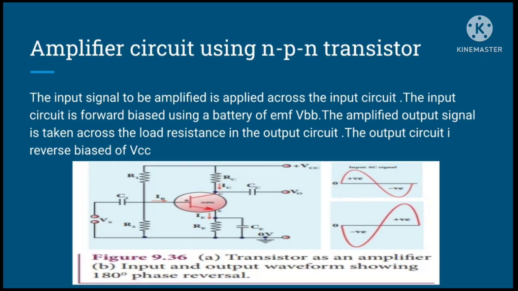Now we are going to understand the first amplifier circuit using an NPN transistor. The input signal that is to be amplified is applied across the input circuit. Input circuit means the base emitter circuit. The input circuit is forward biased with the help of the battery. The amplified output signal is taken across the load resistance in the output circuit, that is across the collector emitter circuit. So the output circuit is reverse biased, and in this way we amplify the input signal.